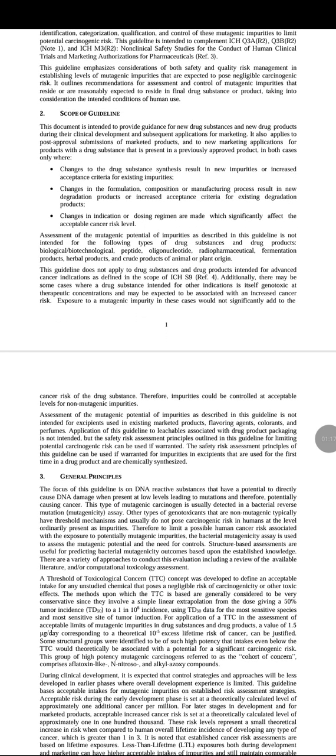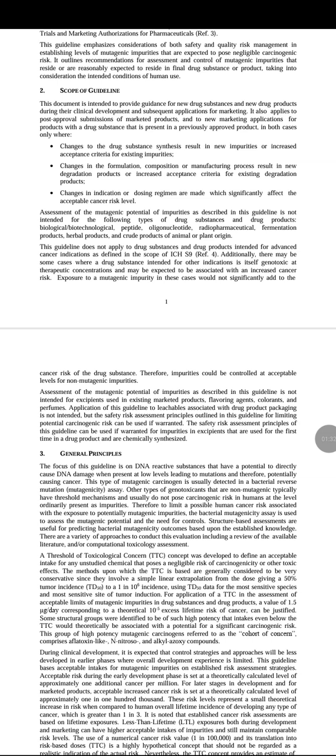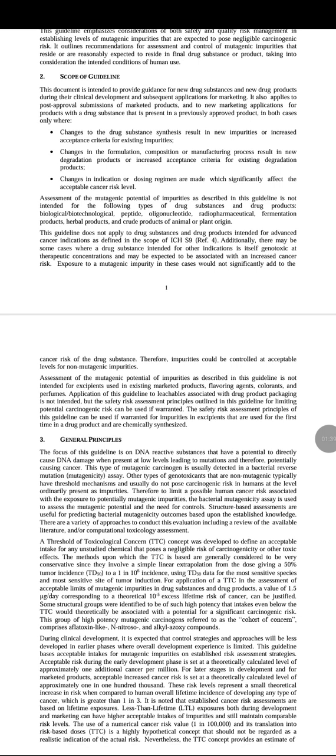The guideline emphasizes the consideration of both safety and quality risk management in establishing levels of mutagenic impurities that are expected to pose negligible carcinogenic risk. It outlines recommendations for assessment and control of mutagenic impurities that reside, or are reasonably expected to reside, in the final drug substance or product, taking into consideration the intended conditions for human use.